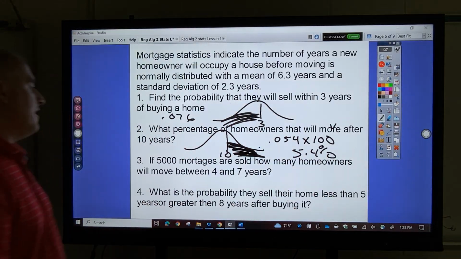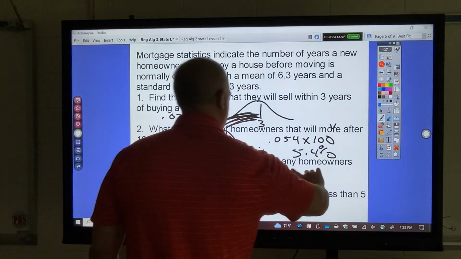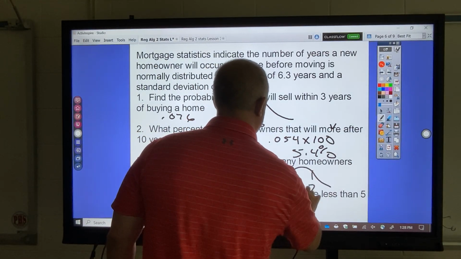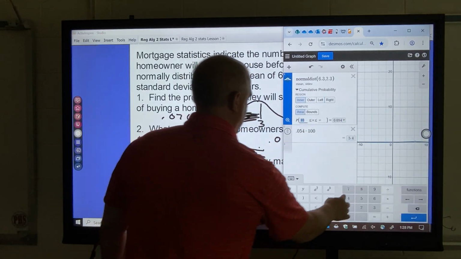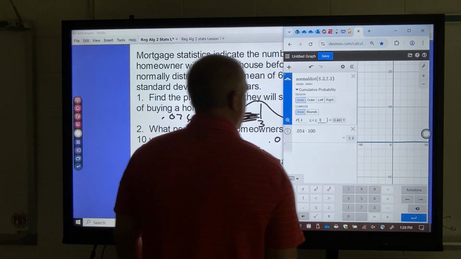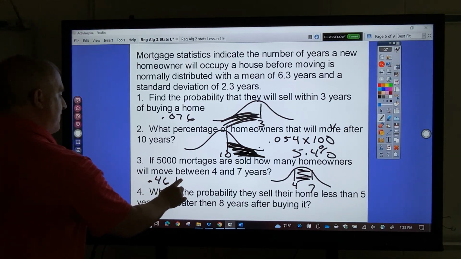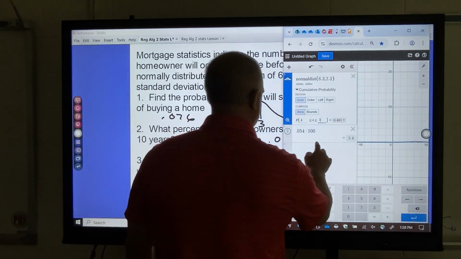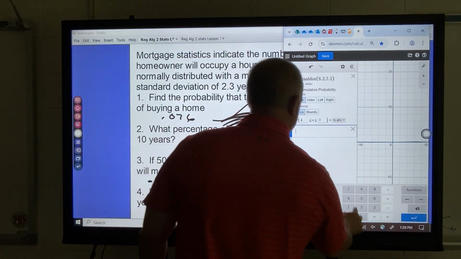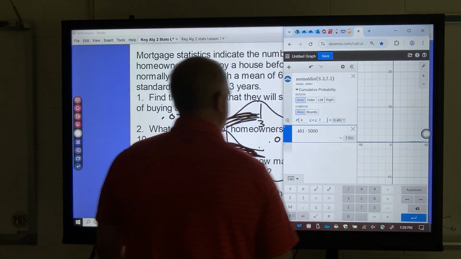If 5,000 mortgages sold, how many homeowners will move between 4 and 7 years? Okay, so 4, 7, it's this one, so that's just going to be the inner. 4, 7, so I got 0.4681. If there's 5,000 of those, I want to multiply by 5,000. 0.461 times 5,000. So about 2305.